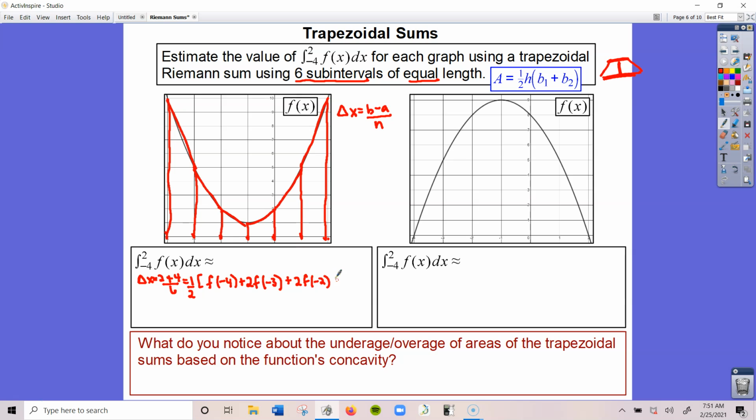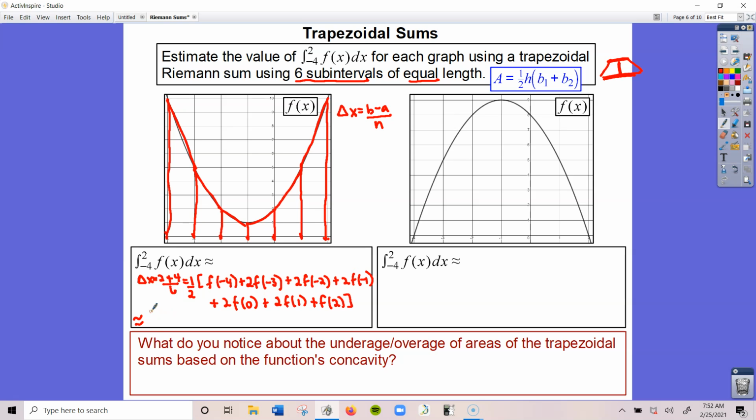So I'm going to add 2 f of -1 plus 2 f of 0 plus 2 f of 1 plus f of 2, since that is my last height that does not repeat. So now I'm going to write out all of these heights.